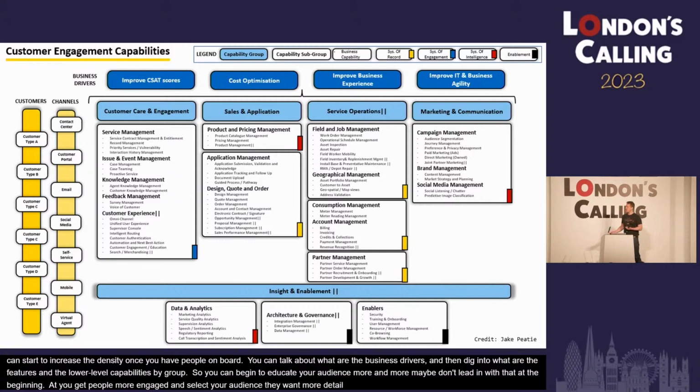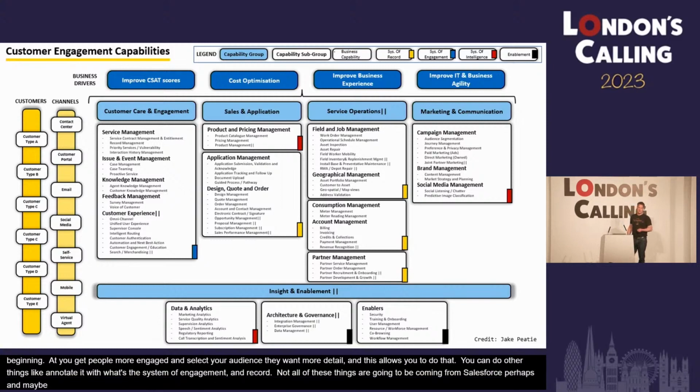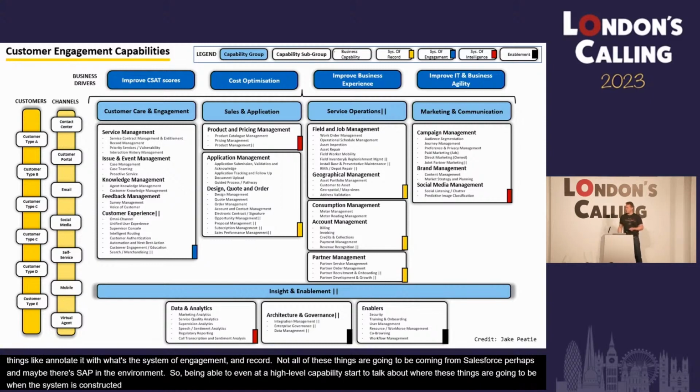And you can do other things like annotate it with what's a system of engagement and what's a system of record, because not all of these things are going to be coming from Salesforce perhaps. Maybe there's SAP in the environment. So being able to, even at a high-level capability, start to talk about where these things are going to be when the system is constructed is going to give people a much better context of what's going on.